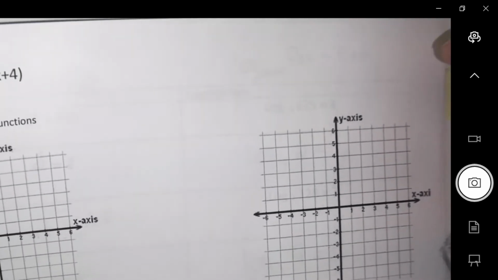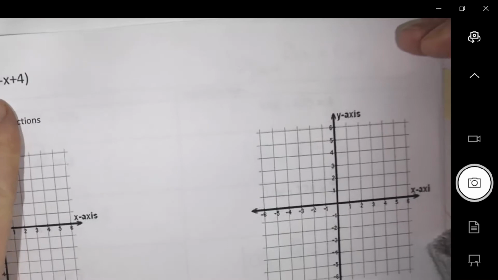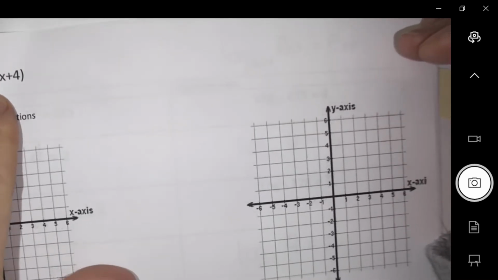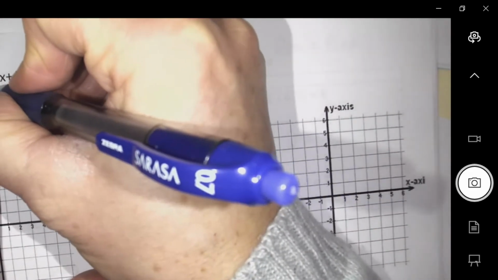A couple things with this. First thing is, there's no base number. There's no little tiny number here at the bottom. What do we now know from yesterday? There's really a secret 10 there.